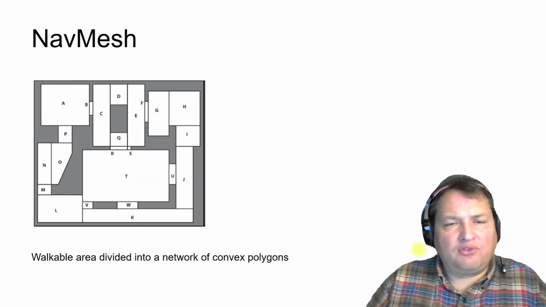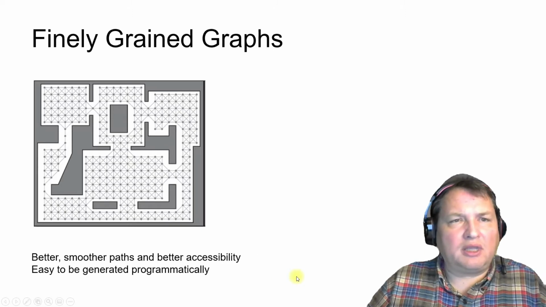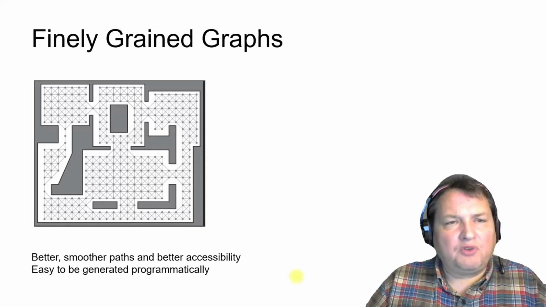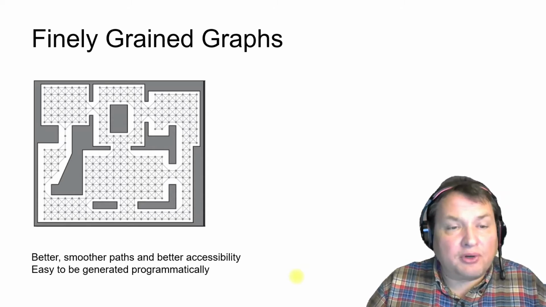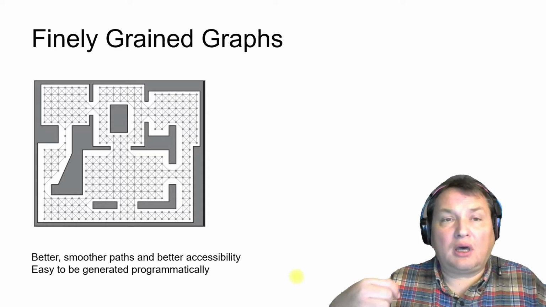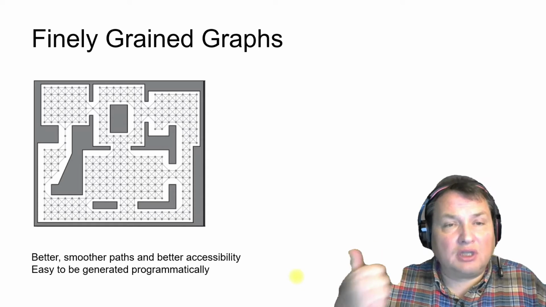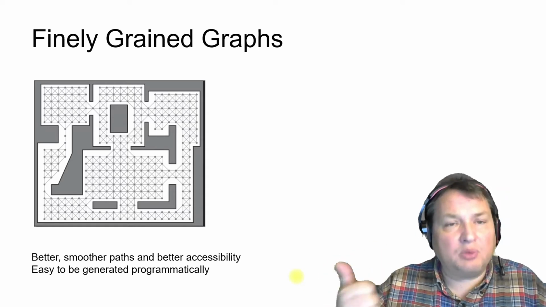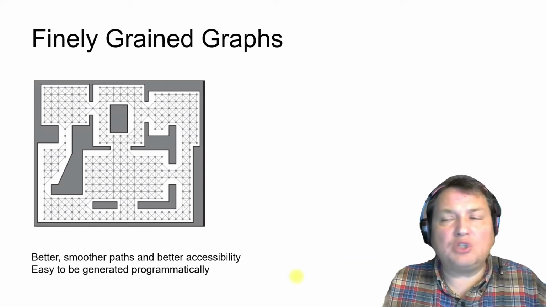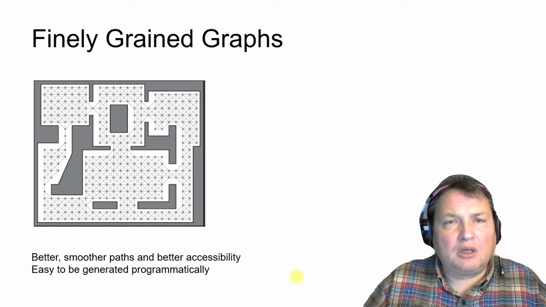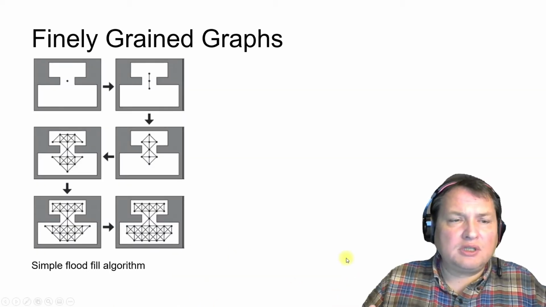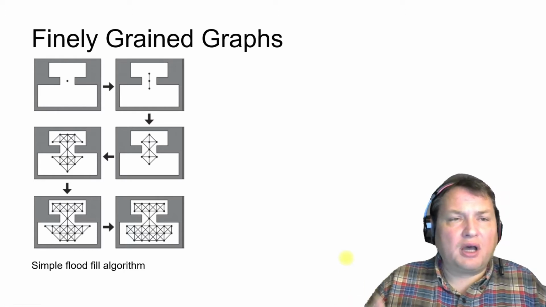So once we have defined these convex polygons, we can create, for example, finely grained graphs. They provide better, smoother paths and better accessibility. But first of all, they guarantee that each location will be reasonably well accessible from this graph. And also they are quite easy to be generated programmatically. And how? Quite easily. This is a simple flood fill algorithm.